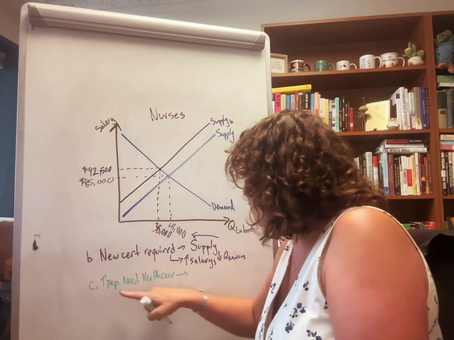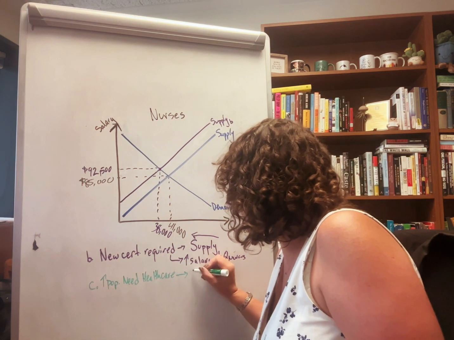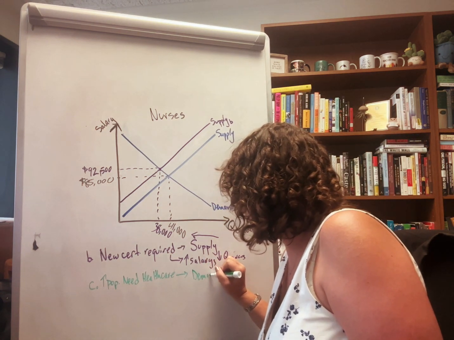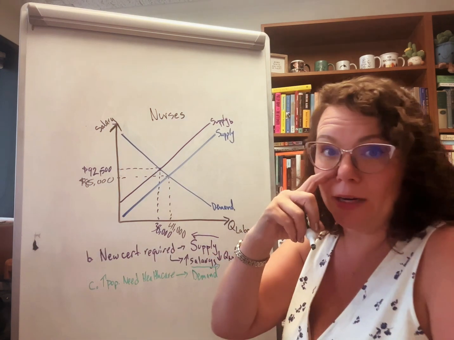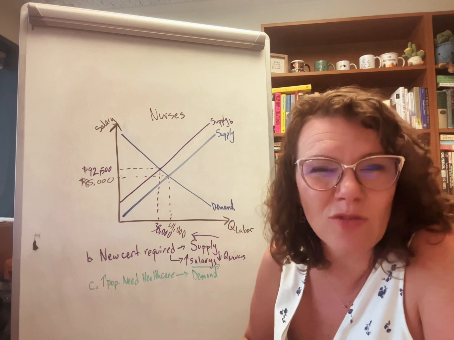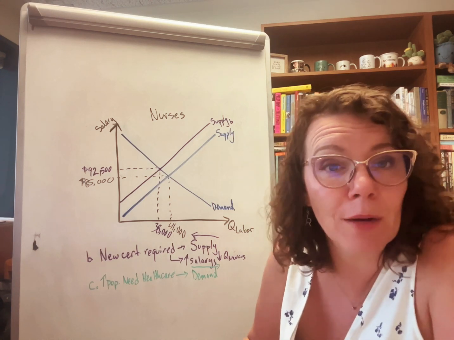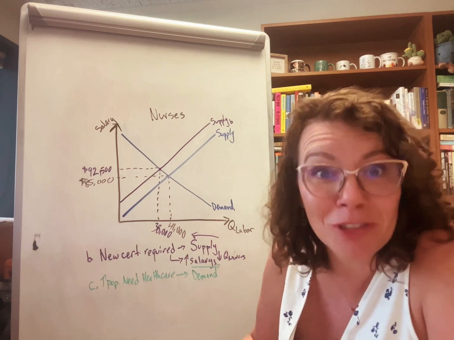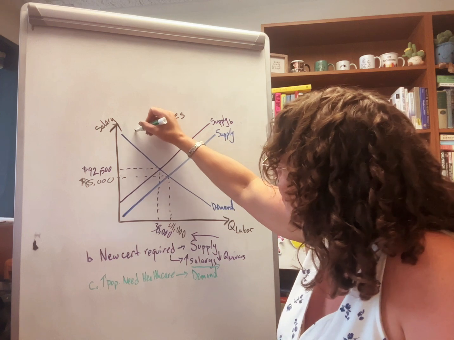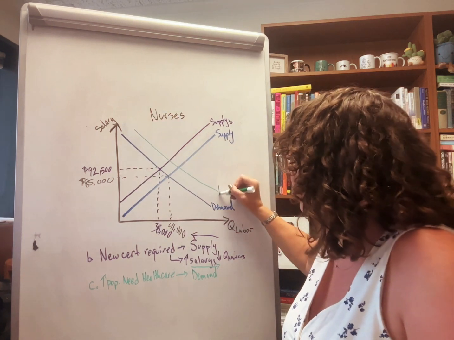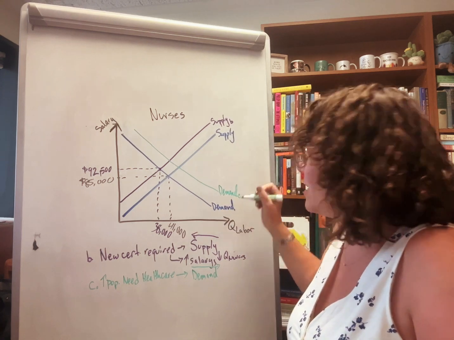So we're going to see an increase in aging baby boomers needing more healthcare services affect the demand side. And this time it's going to be an increase, shifting out to a higher quantity. And that makes sense, right? Intuitively, we understand, okay, if people need more healthcare services, they need more healthcare providers. And that's one thing that nurses do. They provide healthcare services. So that demand curve is going to shift out to a higher level. And I'm going to go ahead and label it demand C.